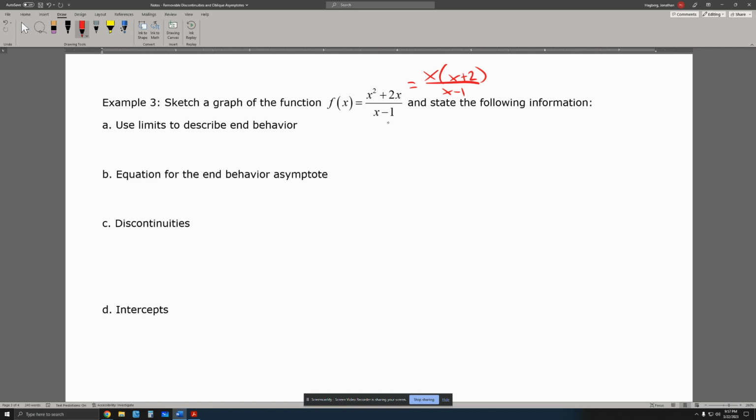Okay. This function is approaching x squared over x, which approaches just simply x. Okay. So that tells us that the limit of f of x as x approaches negative infinity is negative infinity, and the limit of f of x as x approaches positive infinity is positive infinity. The equation for the end behavior asymptote is going to be that oblique asymptote. And the way that we find that is that we just go ahead and divide the denominator into the numerator.